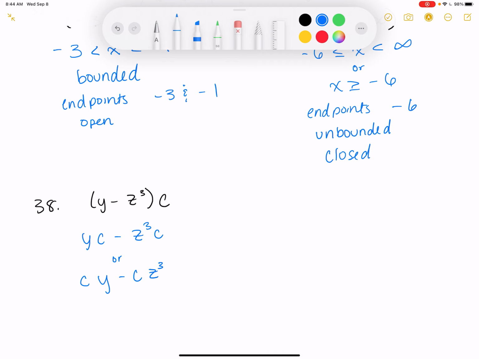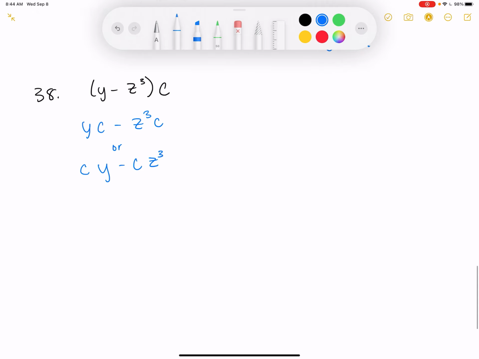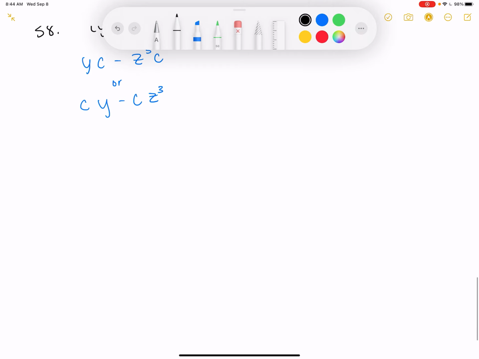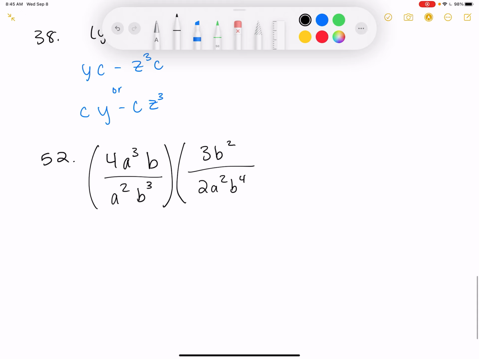Let's see. Just a couple little exponent things here. I may not do a lot of them. Might just pick one of the harder ones and do it here. But it's just to simplify the expression. So, why does it keep moving? Do a hard one. 4a cubed b over a squared b cubed times 3b squared over 2a squared b to the fourth.